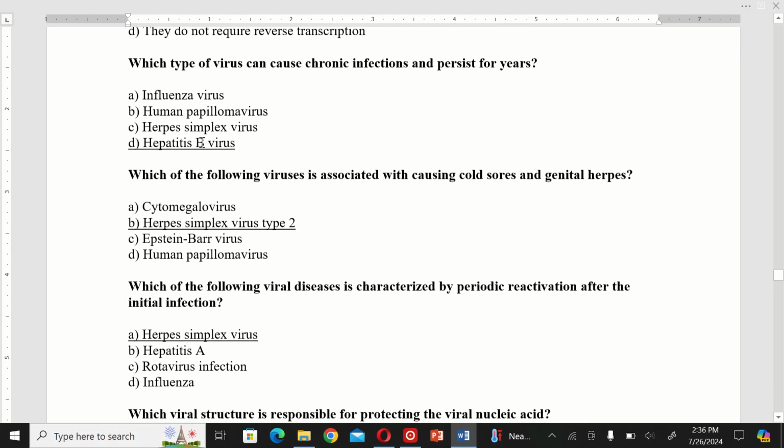The next MCQ is: which type of virus can cause chronic infection and persist for years? A. Influenza virus, B. Human papilloma virus, C. Herpes simplex virus, D. Hepatitis B virus. So the correct option is D.